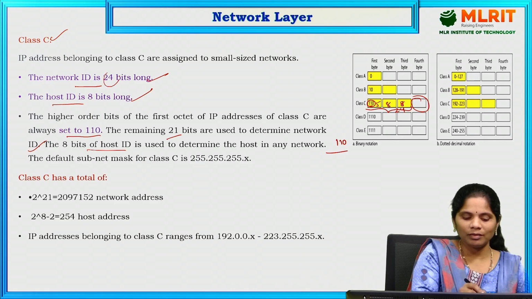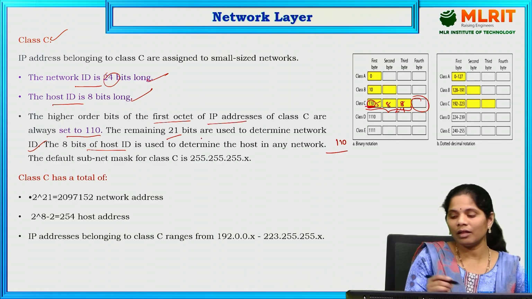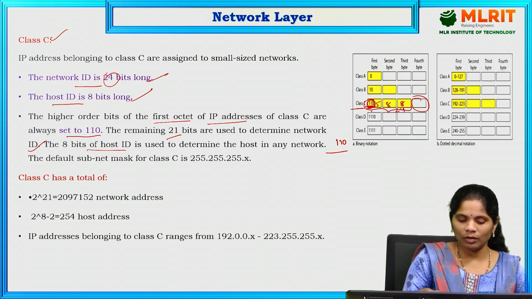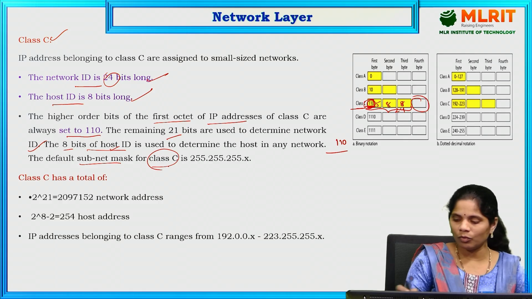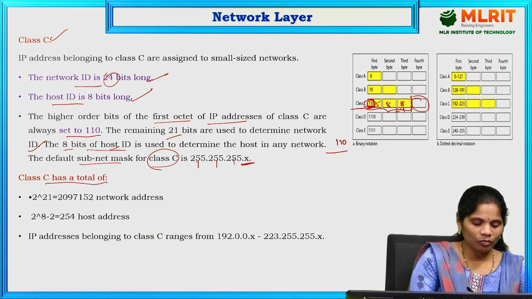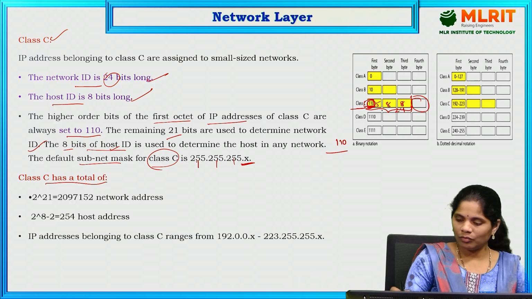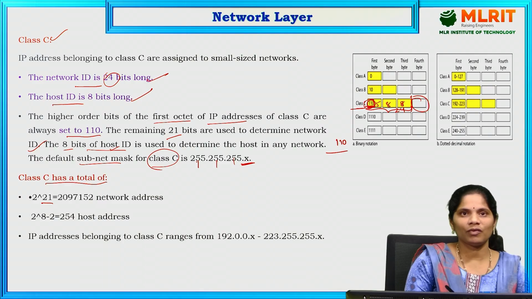In that 24 bits, 110 is already the first octet of the IP address in class C. So that's why we are removing the 3, and the remaining total is 21, and the host ID is 8 bits. The default subnet mask of this class is written up to the network ID only, that's why we write 255.255.255.X. Total network bits are 21, so 2 power 21, that is 2097152, is the number of network addresses.